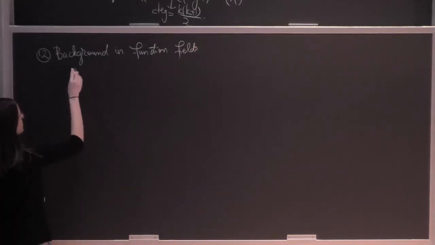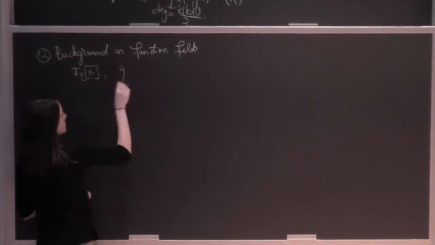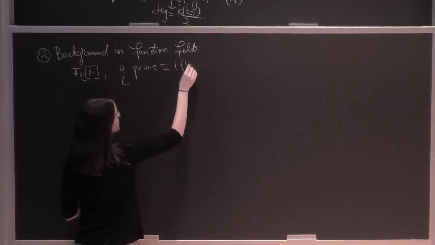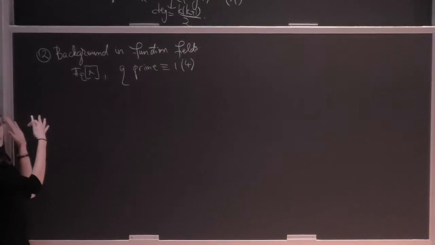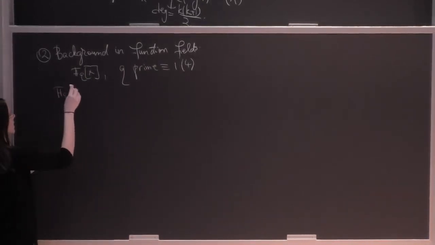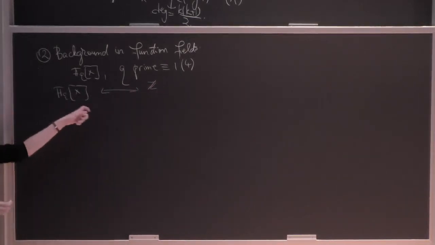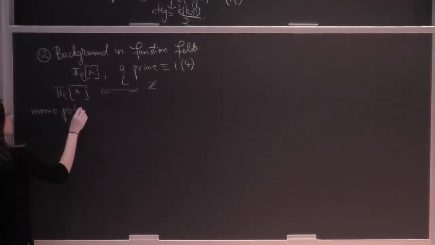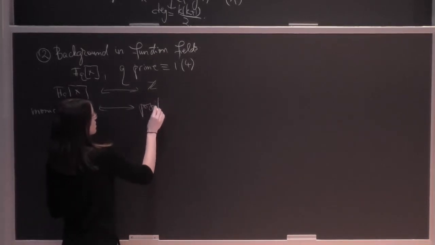I will work with F_q[x], the ring of polynomials with coefficients in F_q. And for simplicity, I would take q to be a prime congruent to 1 mod 4. Usually, there are similarities between the function field setting and the usual integer setting. So I can think of F_q[x] in analogy with the integers. And under this correspondence, the monic polynomials in the function field case would correspond to positive integers in Z.